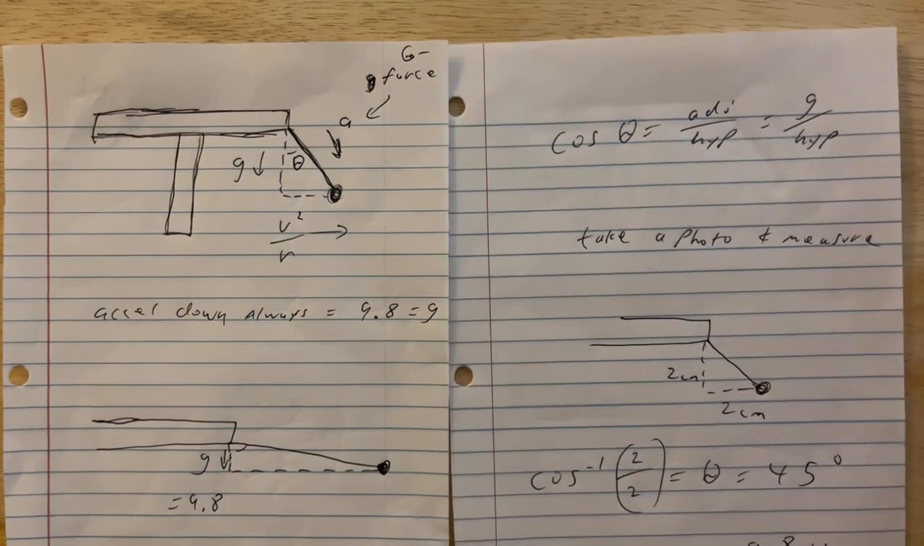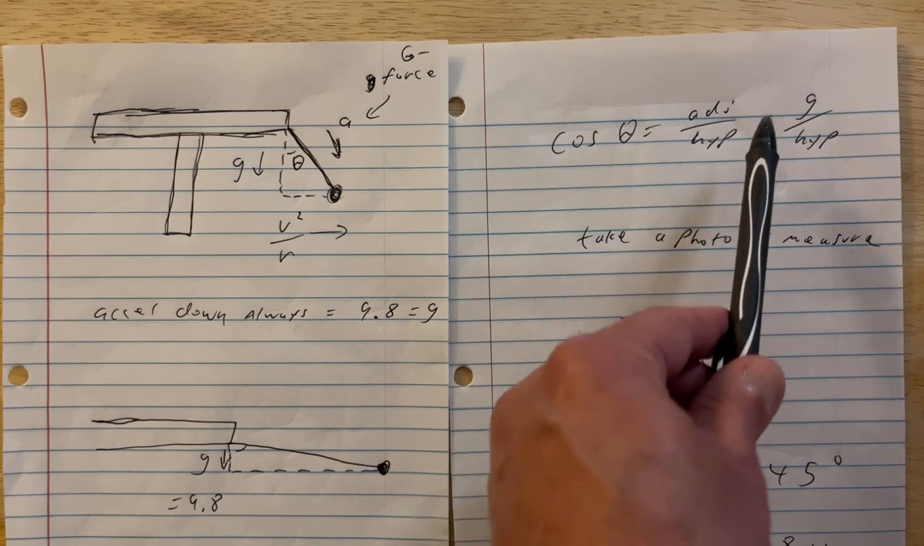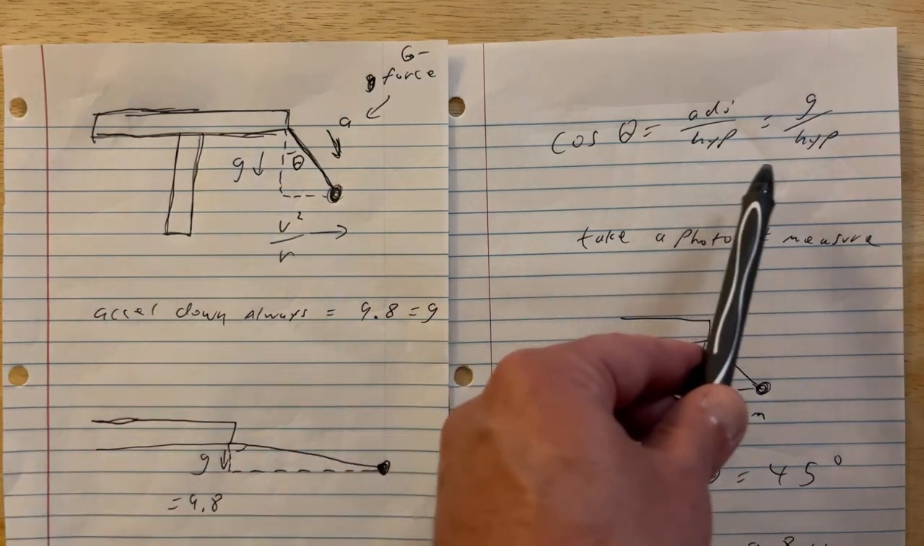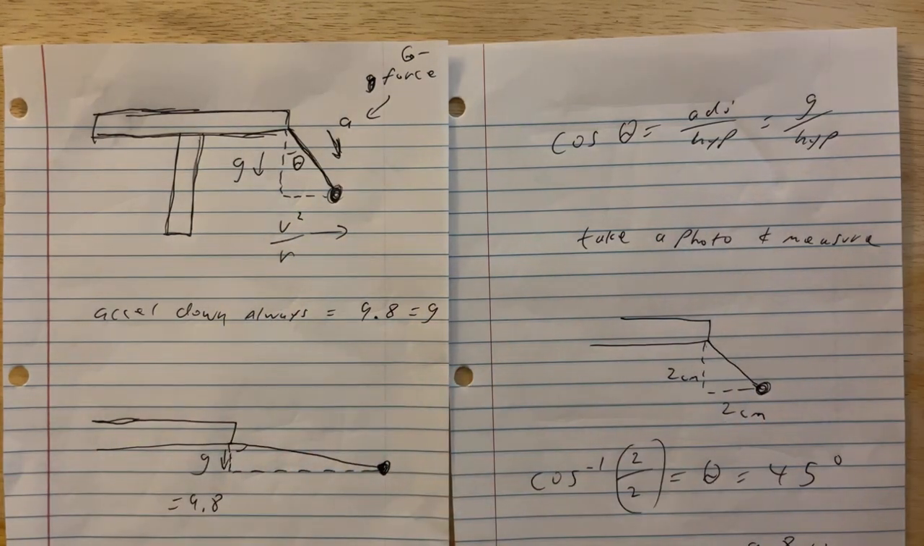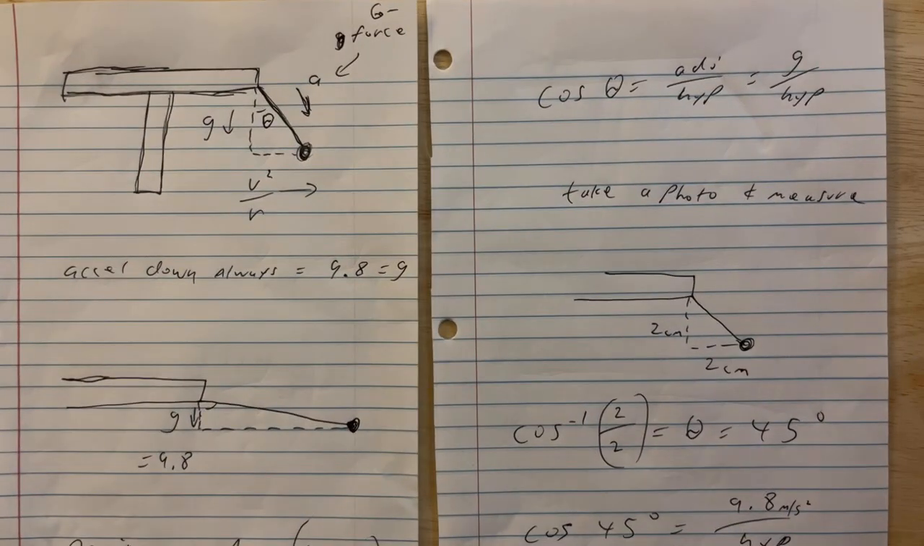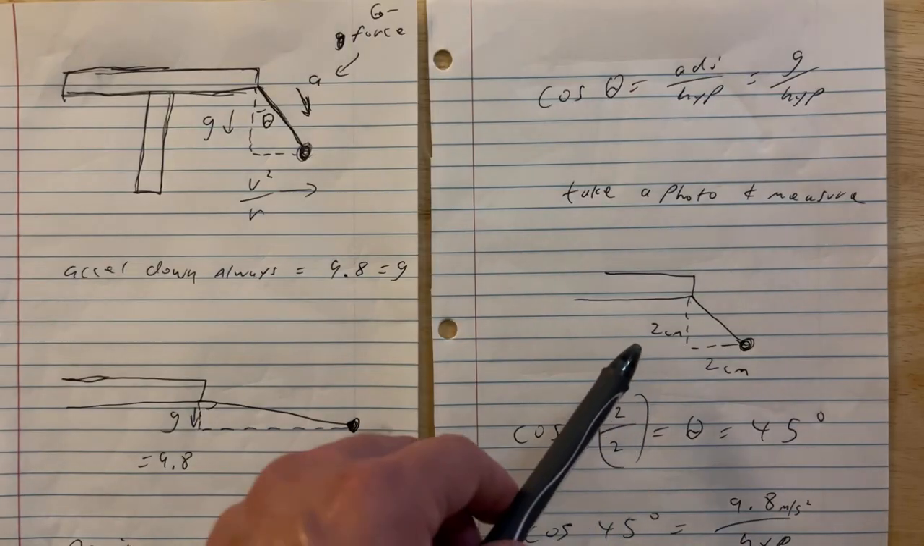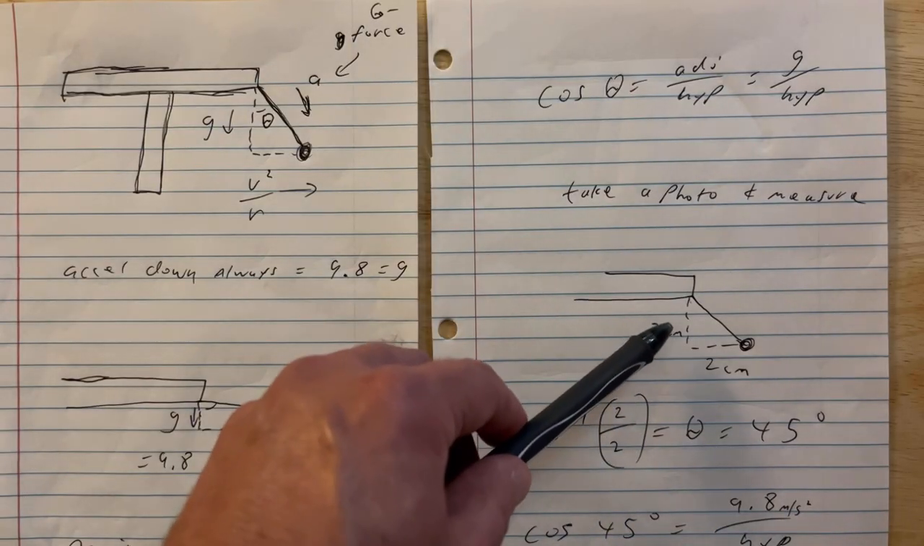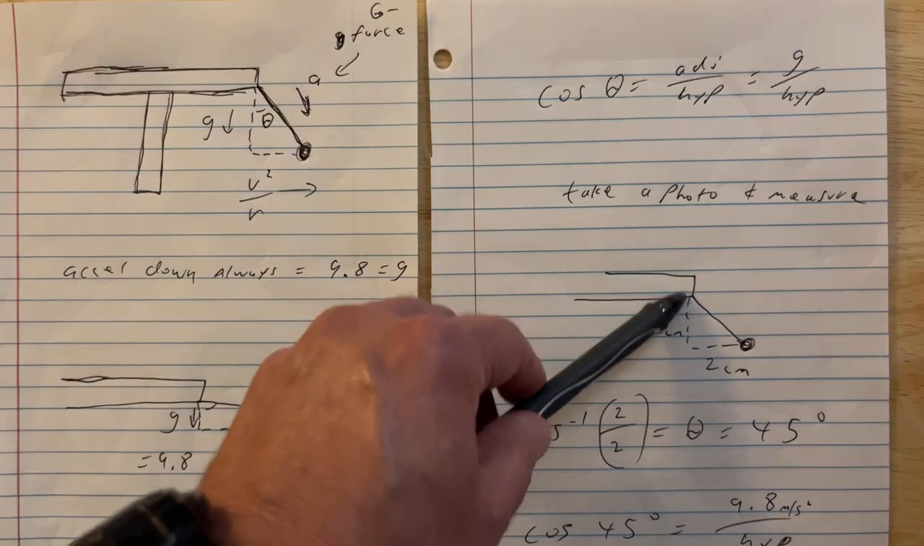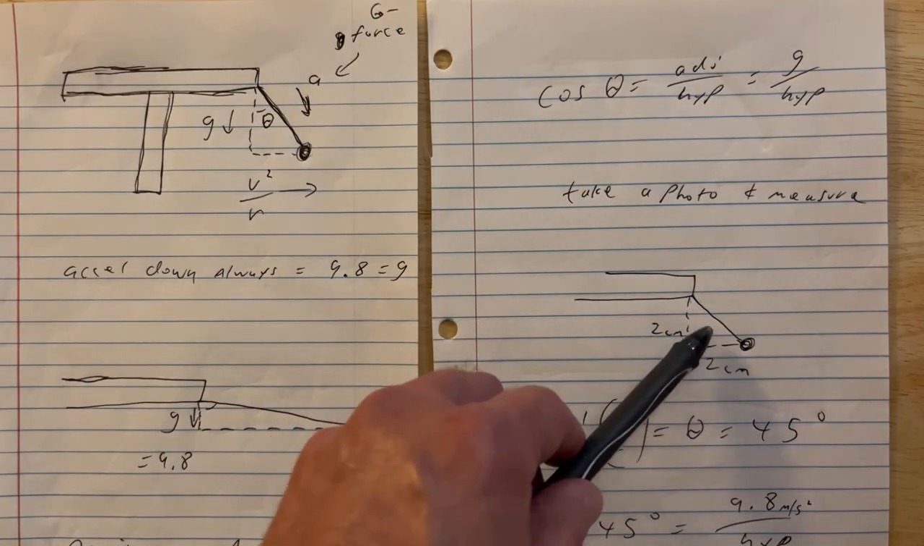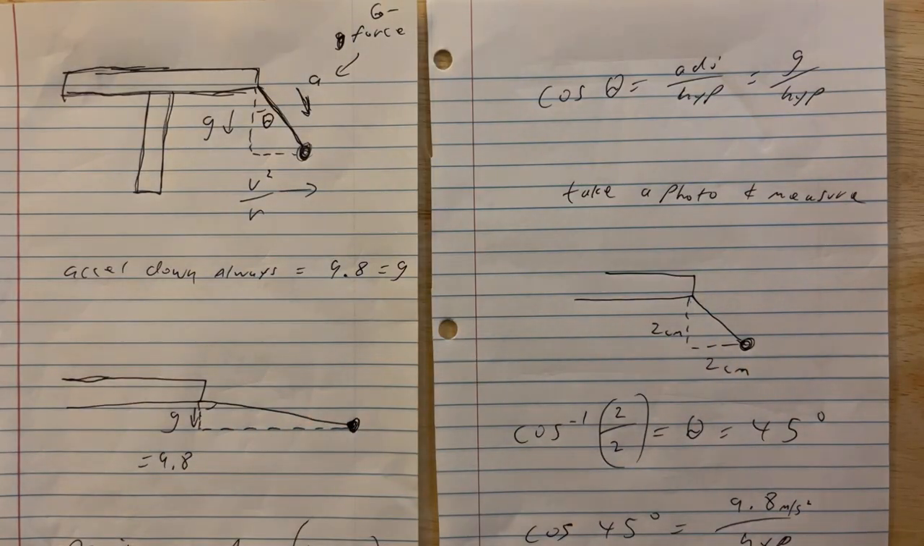Okay, so we have cos theta equals adjacent over height. That's G over height. G is 9.8. What I did for this, I just watched a video on YouTube of some people at an amusement park going around one of these swings. I paused the video and I measured with just a ruler, and it was, I think, approximately 2 centimeters going down and 2 centimeters going over, which made it a 45-degree angle.